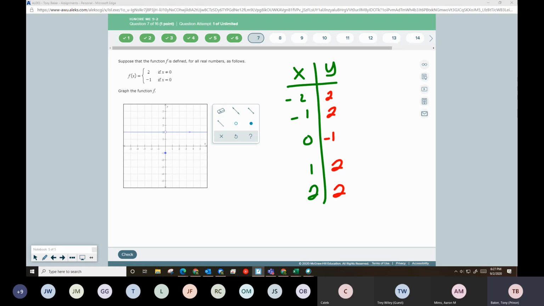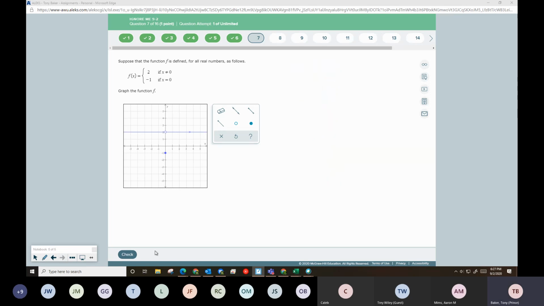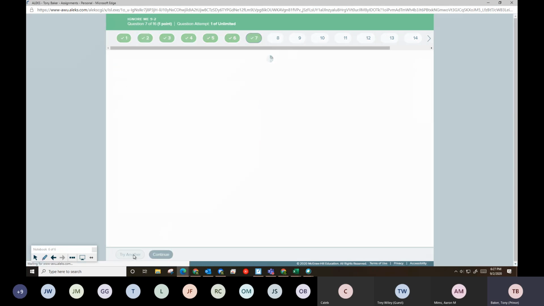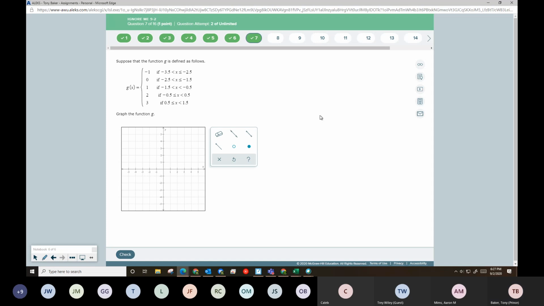So let's do a different one and see if they check this one. We'll come up with another one. And the next two topics are the same, they just get more complicated. All right. So this one is known as a step graph because there's a bunch of them. So let's graph this first one.